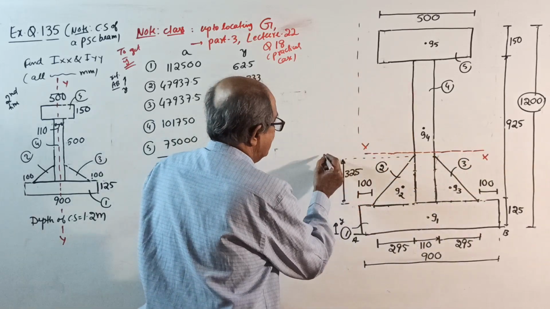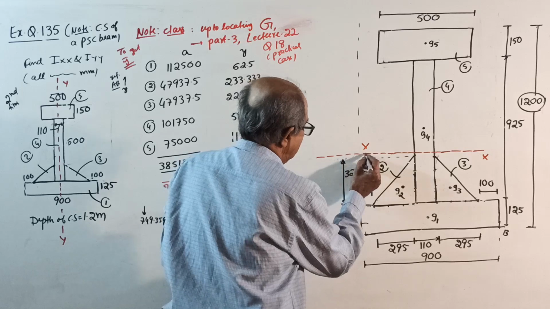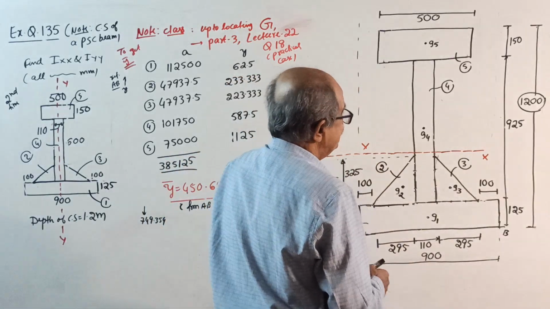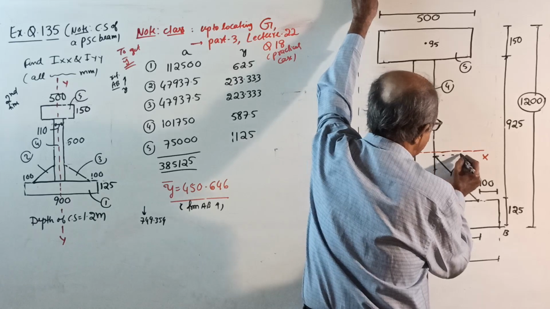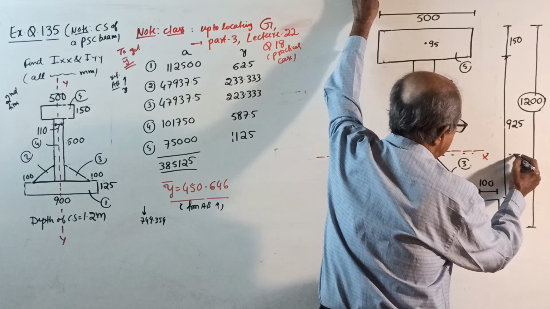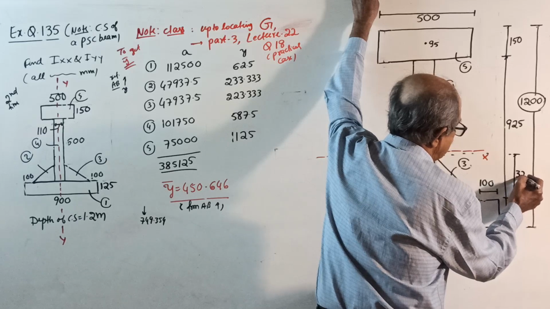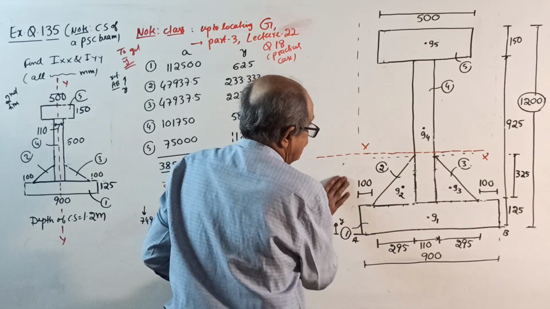I will extend the XX here, this side. See this 325, I will do one thing. I will write that 325 here, instead of disturbing there. I will put that 325 here, so that it is not disturbing. Okay. 325.